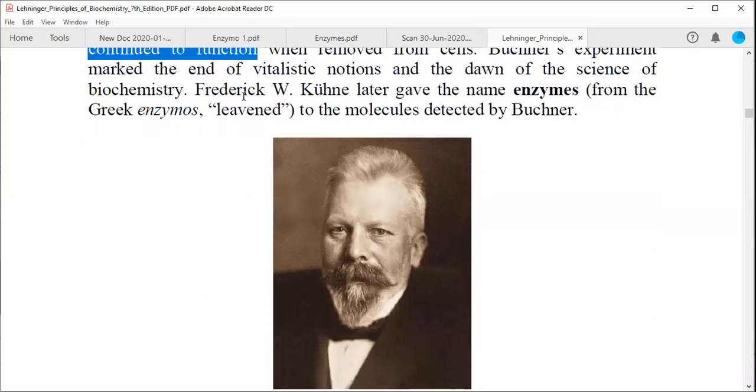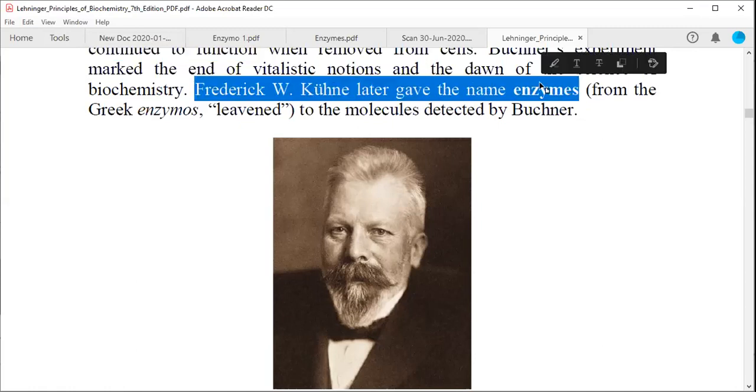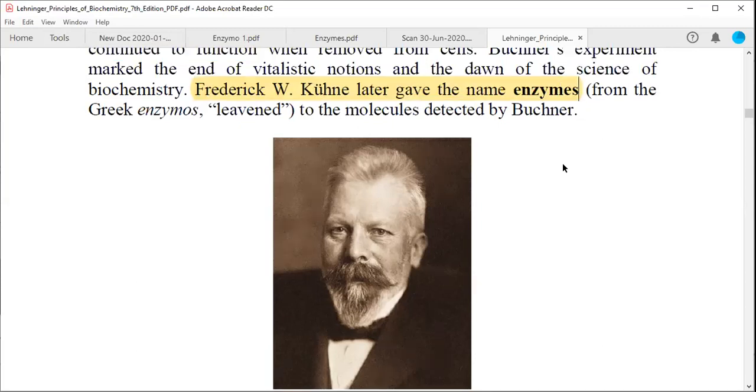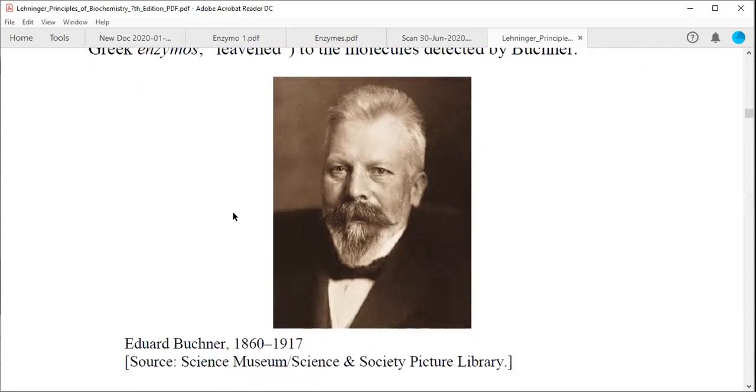Then there is another scientist called Kuhne, Frederick W. Kuhne, who gave this particular term enzyme for the molecules which were detected by Buchner. So Buchner only identified certain molecules, but he knew nothing about the mechanism, what is happening. Then another scientist came and he gave the term enzyme. So in some exams, you may find this direct question: name the scientist who gave this particular term. So this term was given by Kuhne, from the Greek enzymos, which has some meaning. Okay.